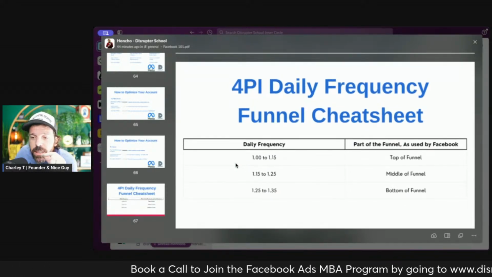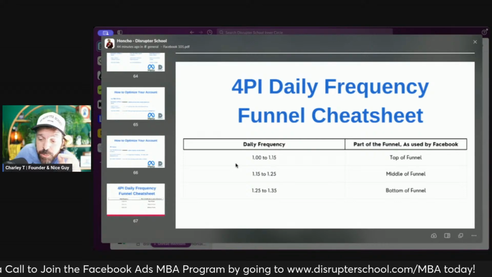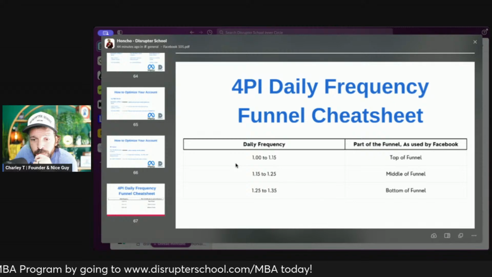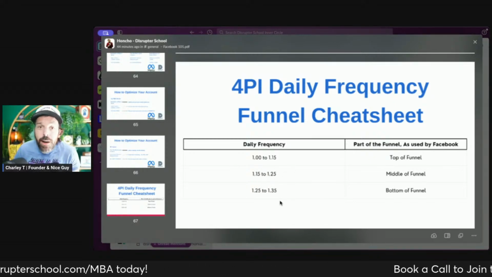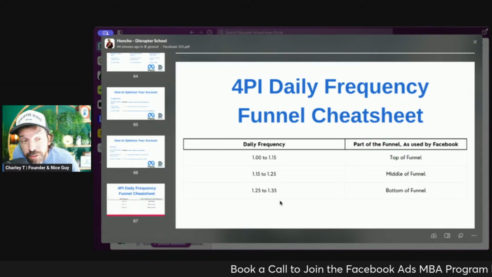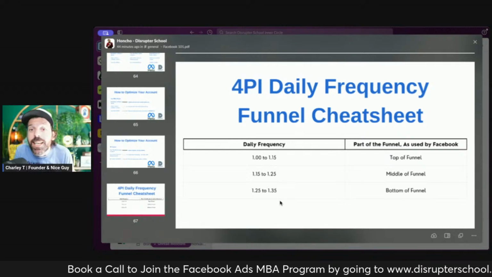What this means is 1.15 on a daily frequency means 15% of people are seeing your ad more than once a day. That's what daily frequency means. You might say, well, I'm targeting broad. I don't have retargeting ads. Yeah, if your daily frequency is a 1.5, 50% of people are being retargeted with your ad by Facebook, even in that broad audience, every single day.